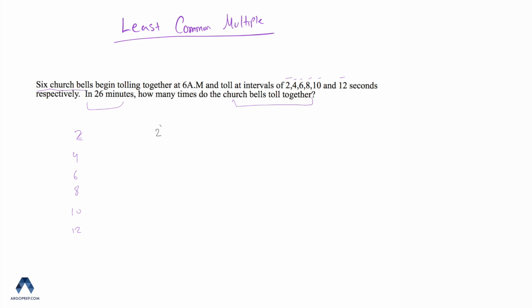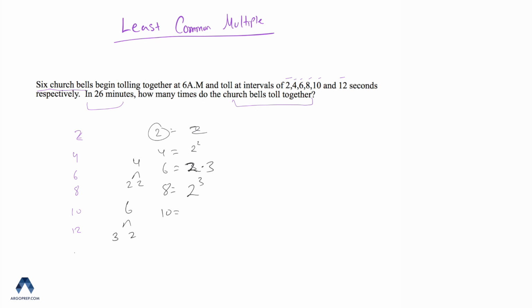So 2 is obviously just 2, right? 2 times 1 is 2, so 2 is a prime factor. That's fantastic. How about 4? 4 can be separated into 2 and 2, so 4 is going to be 2 to the second power. How about 6? 6 is going to be 2 times 3. How about 8? 8 will be 2 to the third power, right? 2 times 2 is 4, 4 times 2 is 8.